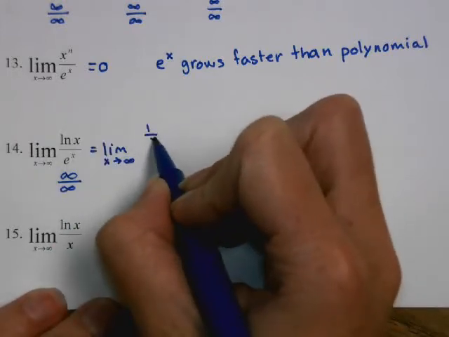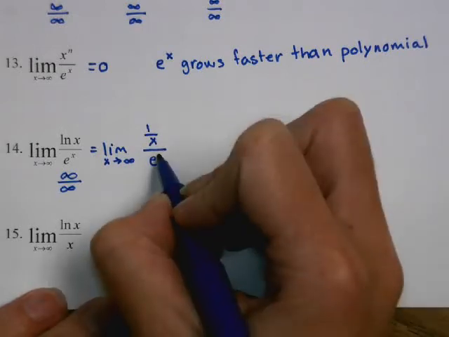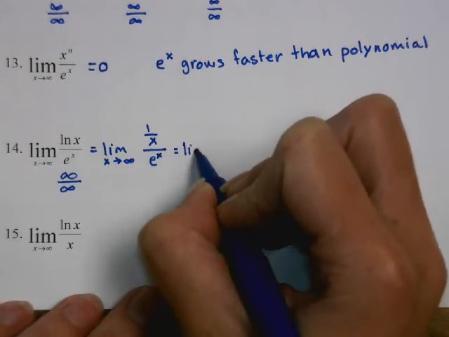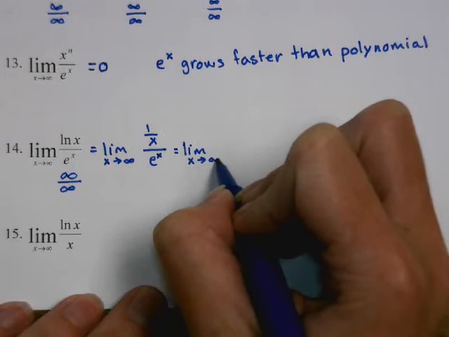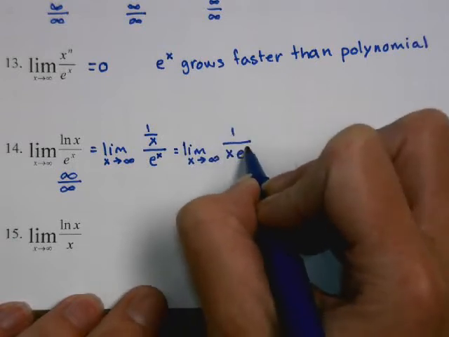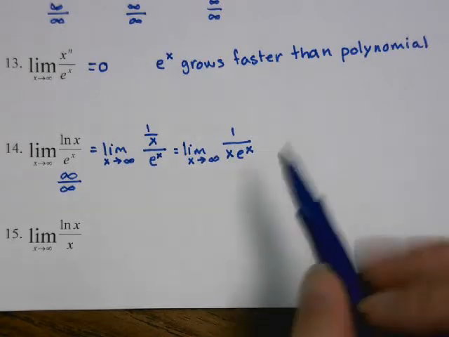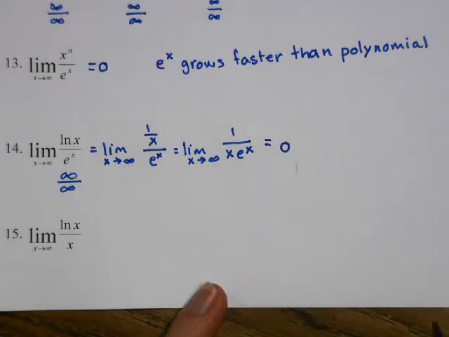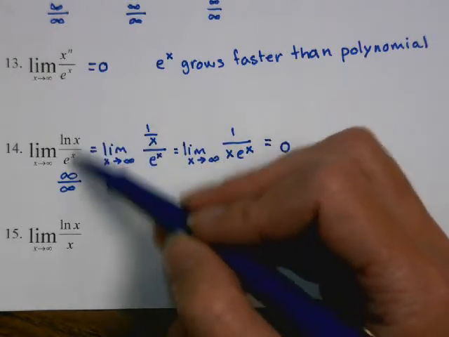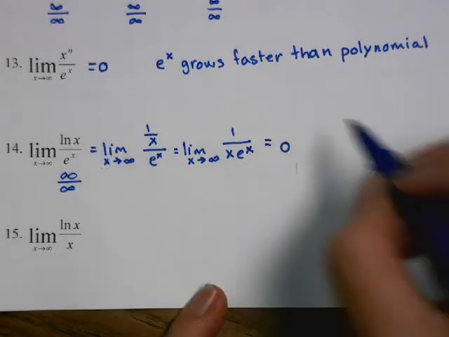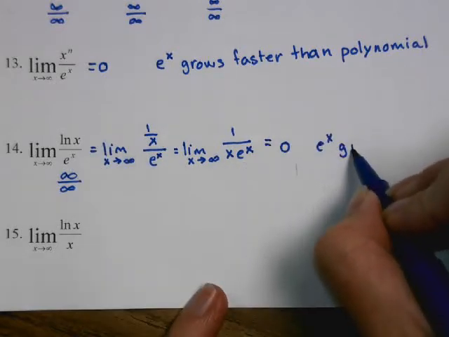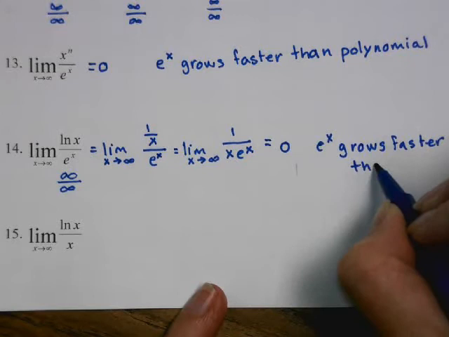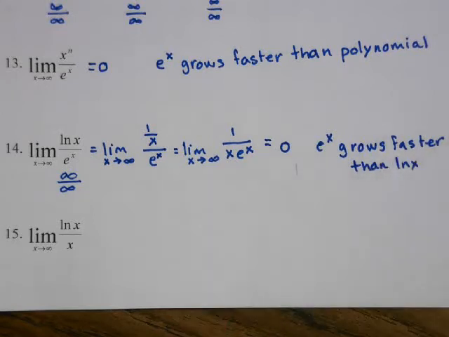So natural log's derivative is 1 over x, over e to the x. So I can rewrite this as 1 over x e to the x. Well, this denominator is again going to grow bigger and bigger and bigger, so this is going to be 0. So the same relative growth. Logs are going to grow way slower than exponentials. So e to the x grows faster than that natural log function.